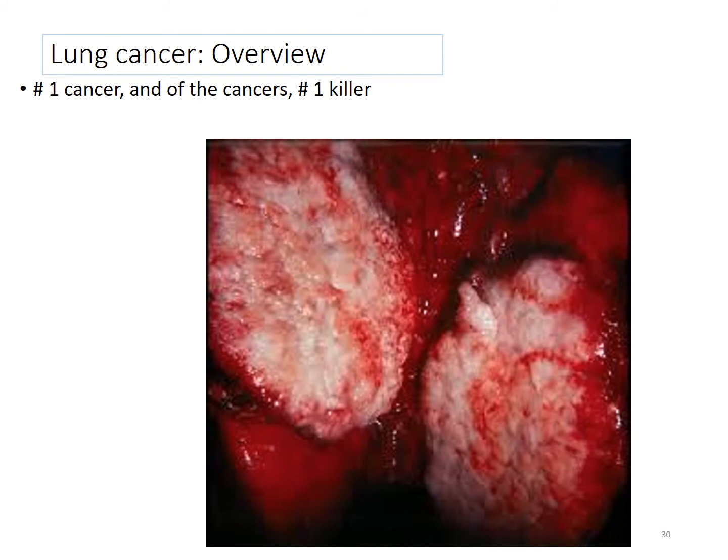So now we're going to do a very brief overview of lung cancer because it is quite common. Of the cancers, it's the most common, and it's also the most deadly of the cancers. So I think it is important to talk about it. Here's just an image of a squamous cell lung cancer.